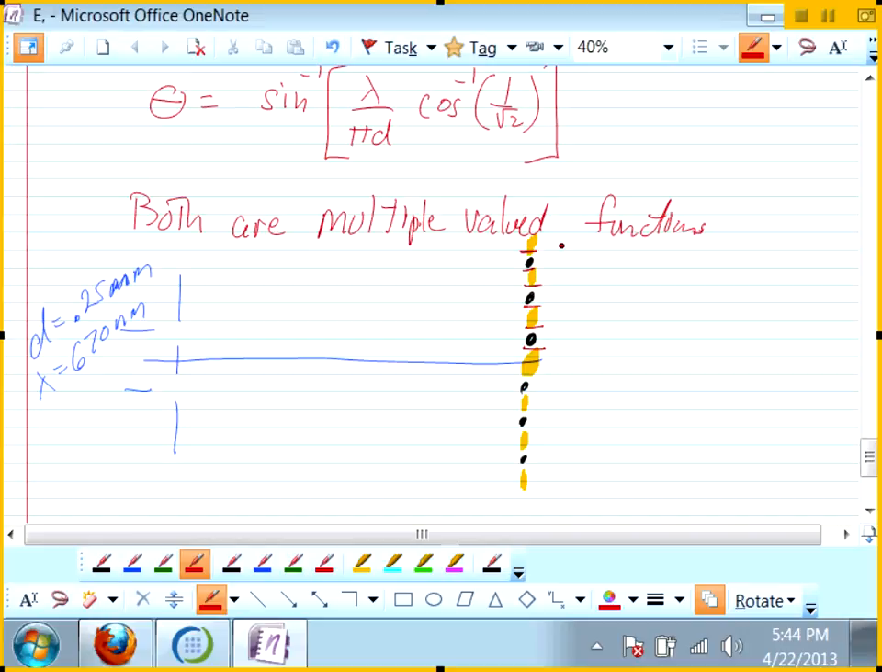Well, you got your calculators. We got D, we got lambda. Come up with the first two angles. Be careful as to the mode of your calculator.